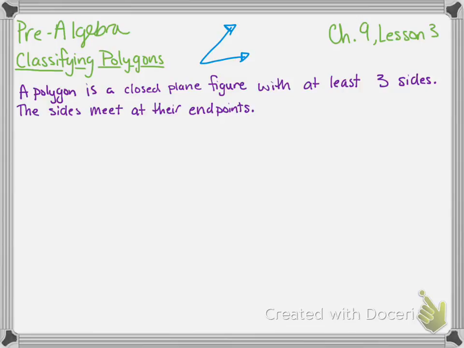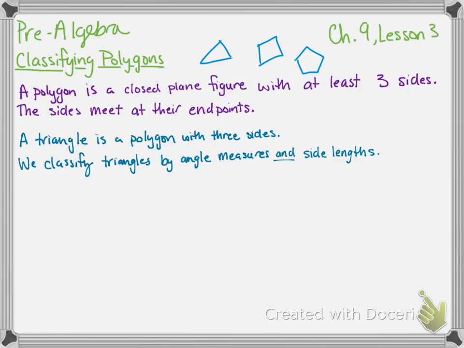We're dealing with polygons, which means that they have closed figures. So like this. Hey, there's a polygon. There's another polygon. There is another polygon. Polygons, right? Polygons are again closed figures that meet at their endpoints.